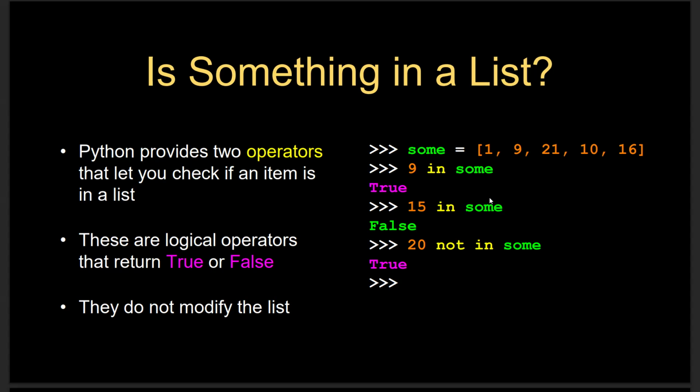Suppose if 20 is present in the list, the output will become false. Why? Because 20 is already present in the list, but you are saying 20 not in sum. In that case, it will return false.